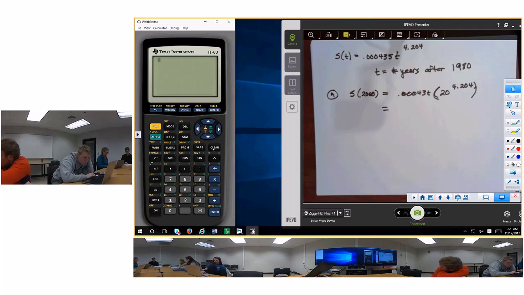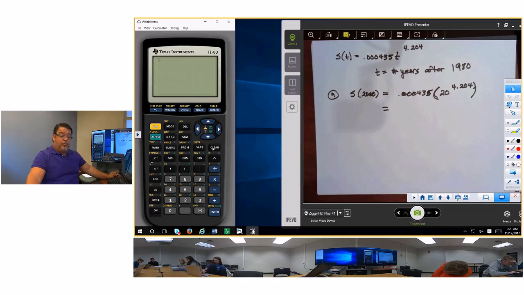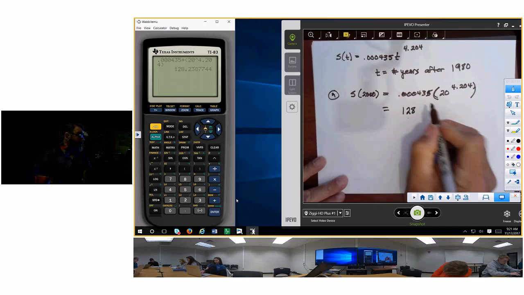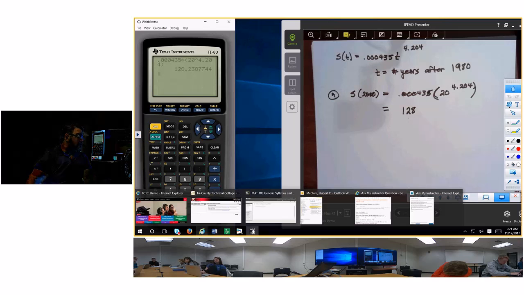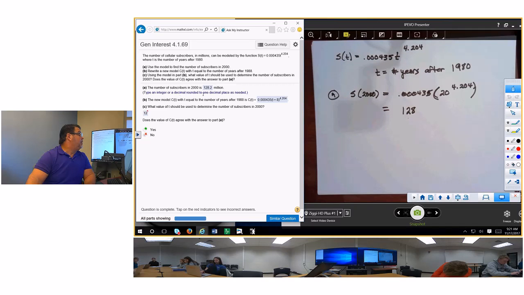There we go. So we're going to take 0.000435 times, parentheses, 20 raised to the 4.204 power. And enter. 128. So I'd assume that's 128 million. I'd probably round up because you can't have 0.23 of a phone. Yep. Okay, they want you to round to the nearest one place, so that'd be 128.2.